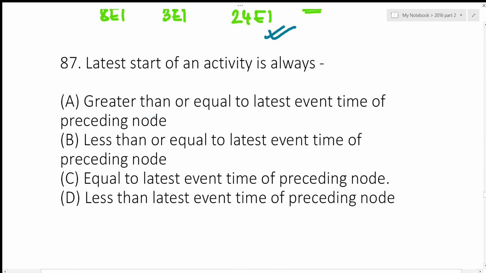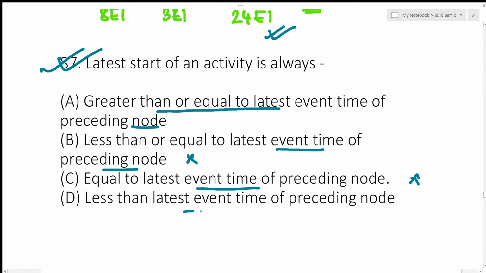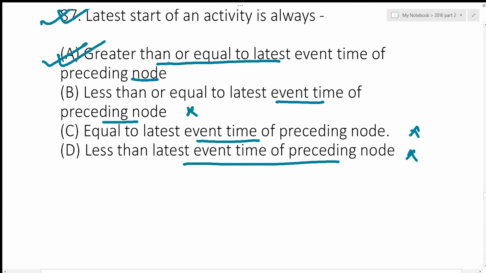The next question is: the latest start of an activity is always? The answer should be greater than or equal to the latest event time of the preceding node. The other options, less than or equal to, equal to, or less than the latest time of the preceding node, are no. The latest start of an activity is given by greater than or equal to the latest event time of the preceding node.